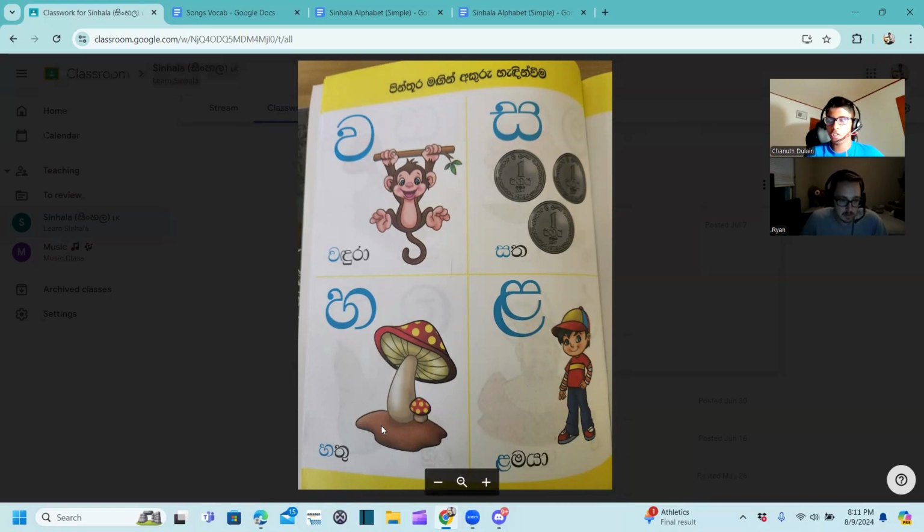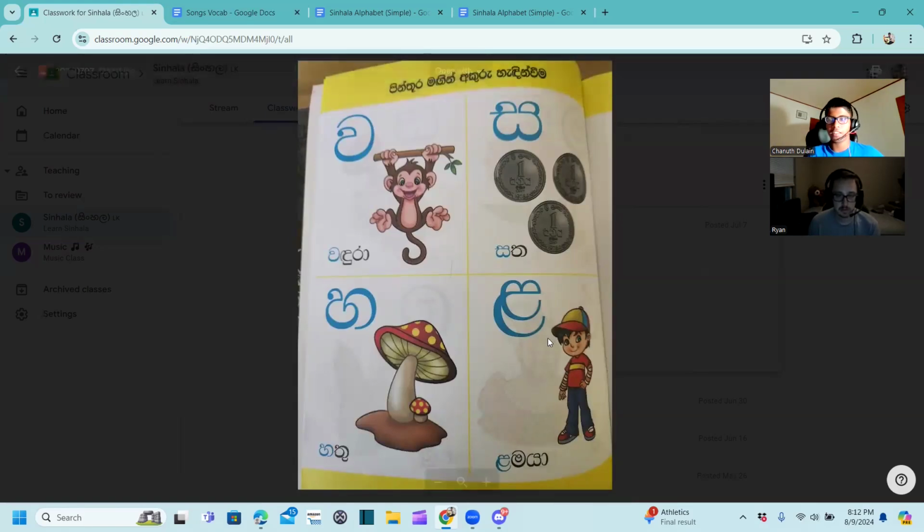So it's gonna change the vowel. So it's gonna be hatu. See, this is tu, you see the difference? This is hatu. Letter ha. It means mushroom. And lamaya. We don't put the other la, so that's a rule. We don't put the other la if it talks about a boy.